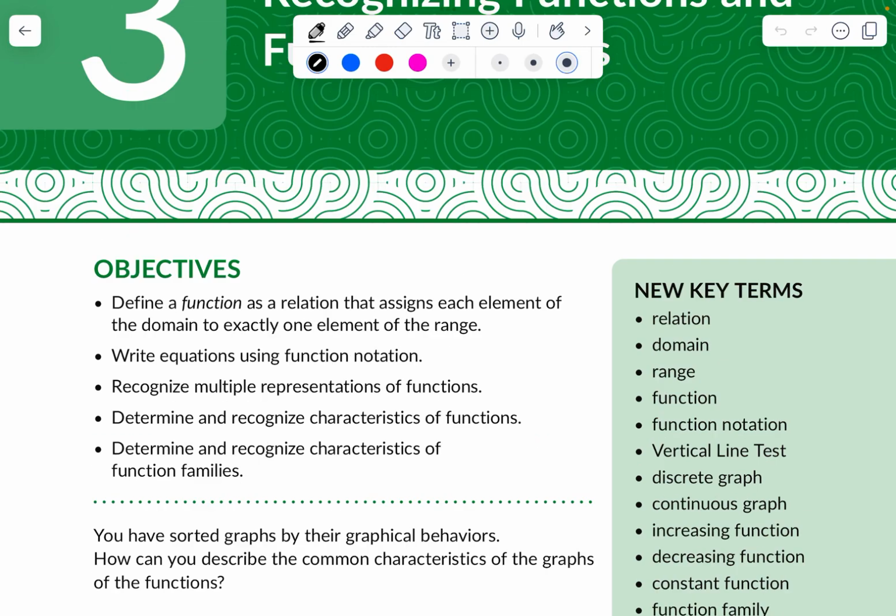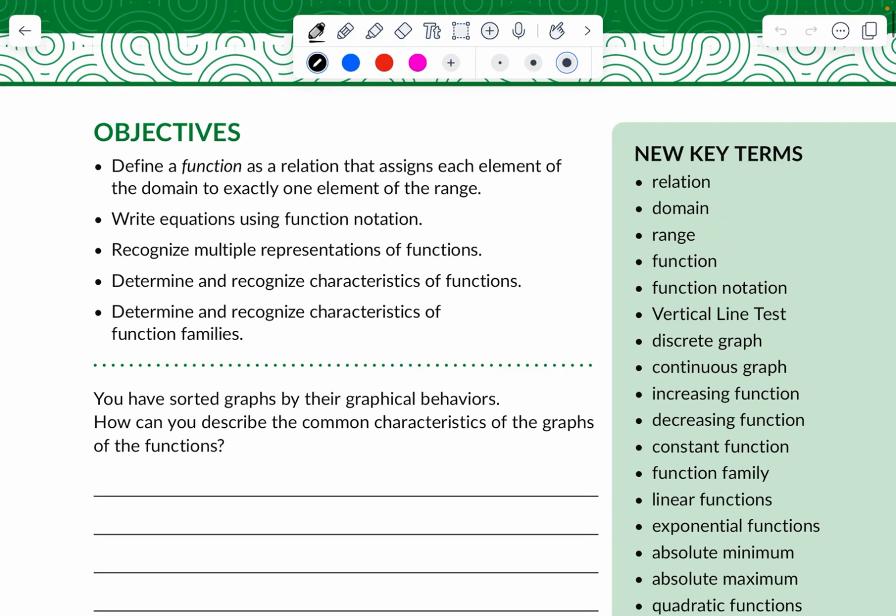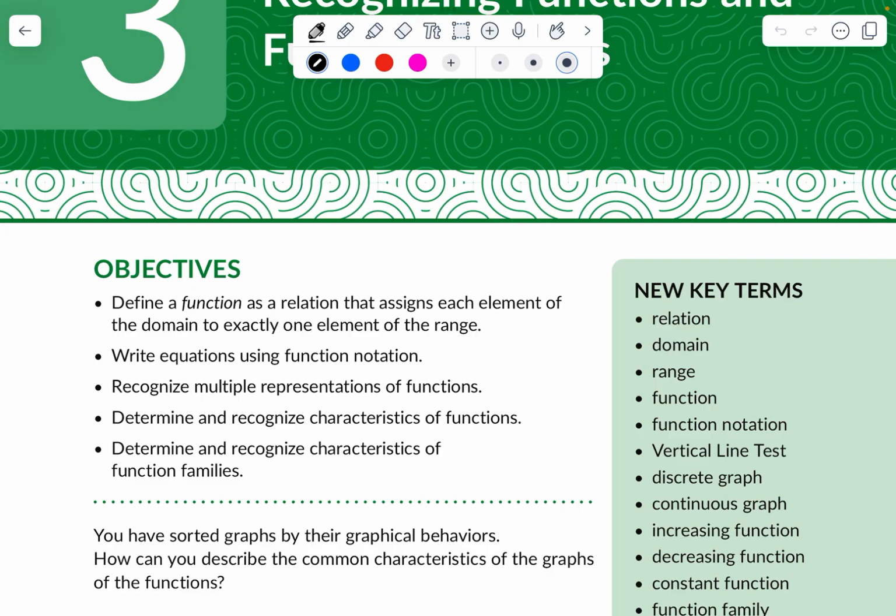Okay, here's lesson 3. We are going to define function as a relation that assigns each element of the domain to exactly one element of a range. We're going to be writing equations using function notation. We are going to represent multiple representations of functions. We are going to determine and recognize if it is a function, and we are going to group function families.